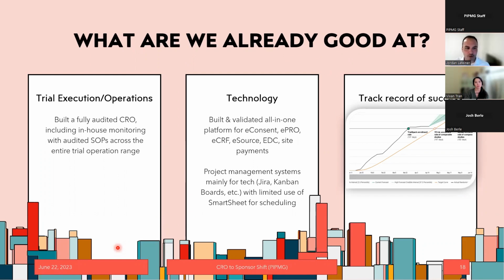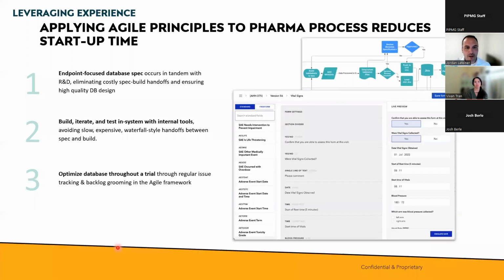In my case, the organization has already done a terrific job with trial execution and operations. They've built some of their own technologies that allow us to be successful with respect to e-consent, patient-reported outcomes, CRFs, and things along those lines. And there's also a track record of success. So you take these and leverage them, and then you combine that with some of the other skills the organization has. This is more from a project management perspective, where the software development part of the organization that I came from has great experience using things coming from a much more agile environment.